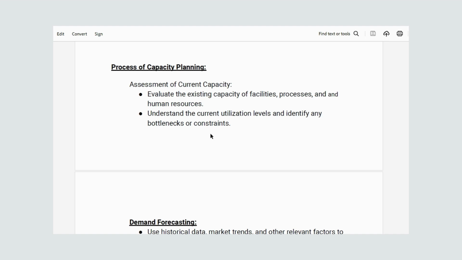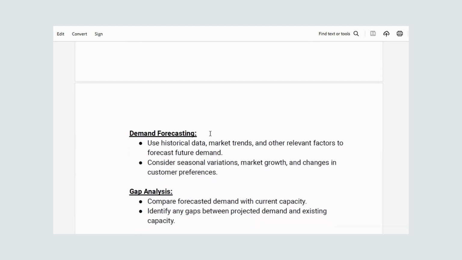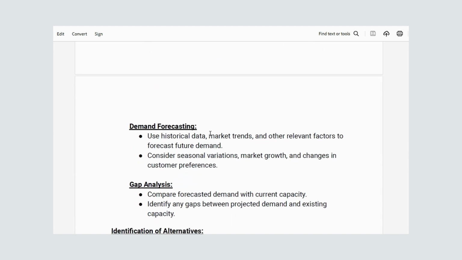By understanding the current utilization level, we can identify any bottlenecks or constraints. After identifying them, we do the demand forecasting. We use the historical data of the organization, and then we predict the market trends, what will happen in the future, and then we take the relevant factors for future forecasting demands. Then we consider the seasonal variation, the market growth and the various changes in the customer preferences.